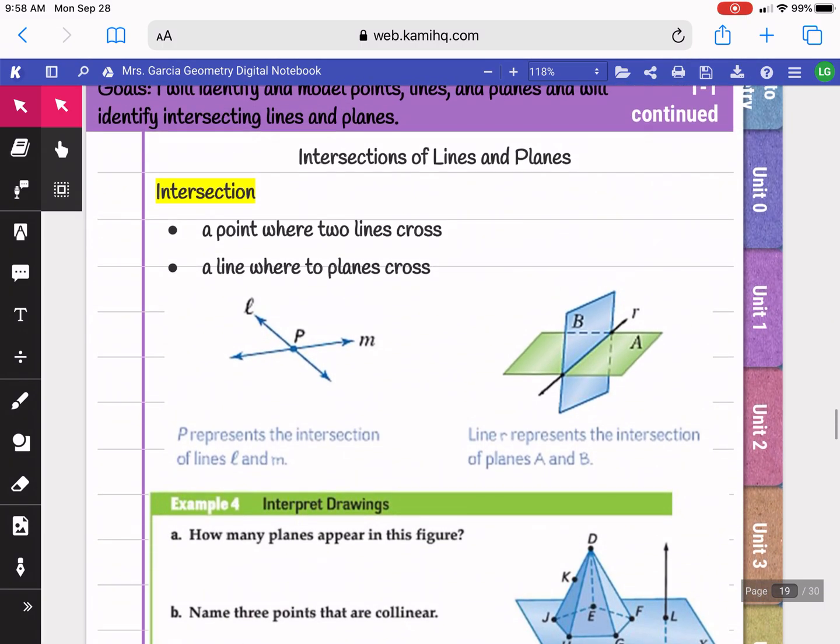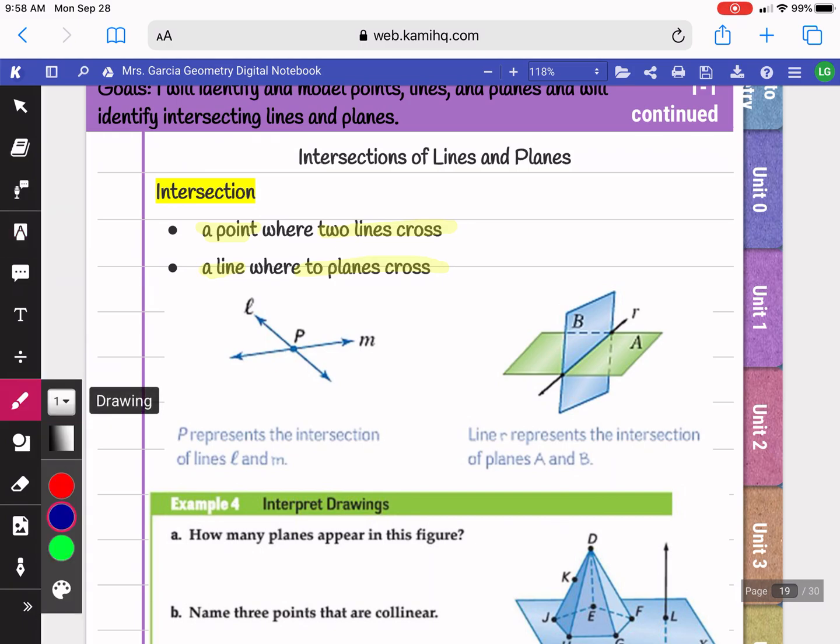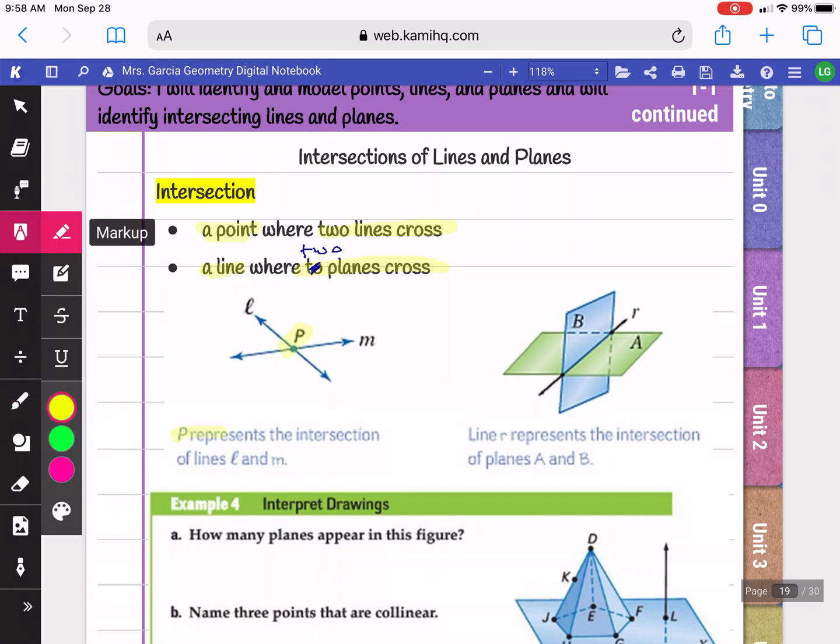In this lesson, we're also learning about the intersections of lines and planes. So when you have an intersection, it's a point where two lines cross, or a line where two planes cross. Sorry, I misspelled "two" there. It should be 2. So here, if you look at this first example, P is the intersection of lines L and M. But if you look at the example of the planes, planes A and B actually intersect at line R.